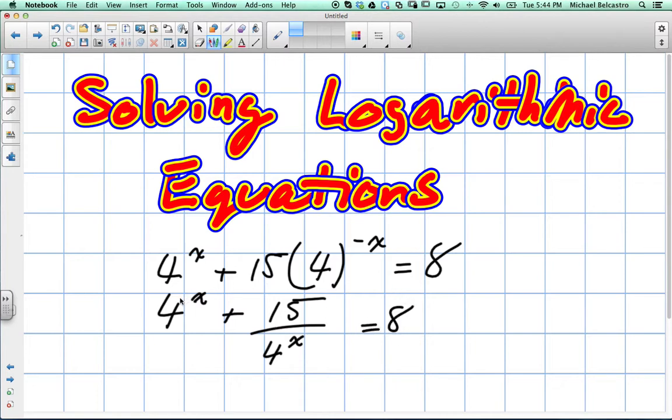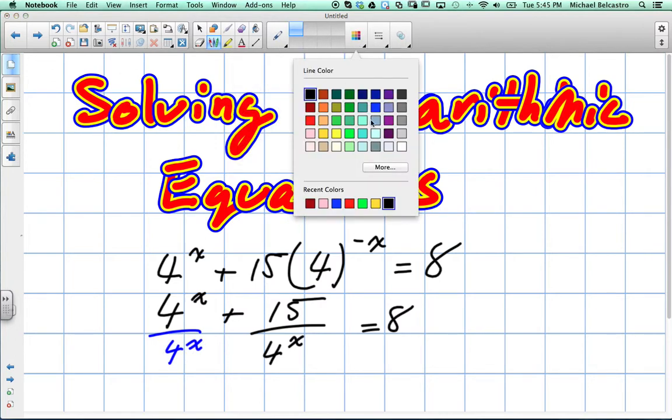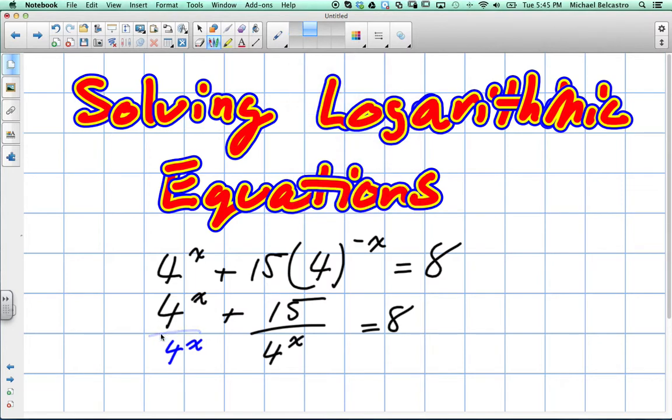Now, the question is, can we combine these two? Maybe we can see if we can eliminate something in this process. In order to do that, I would need a common denominator to add these two fractions together. In other words, I need a 4^x. So I'm going to have to multiply this, because technically it's over 1, by 4 to the power of x. And whatever I do to the bottom, I'll have to do to the top.